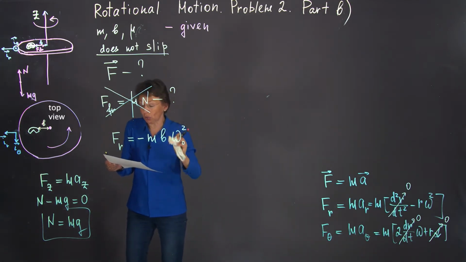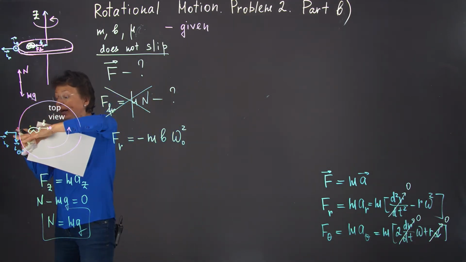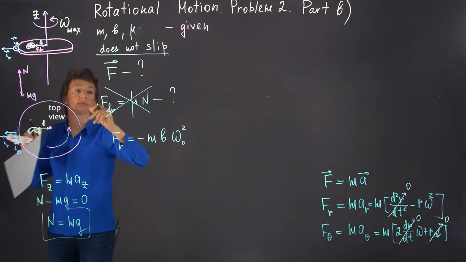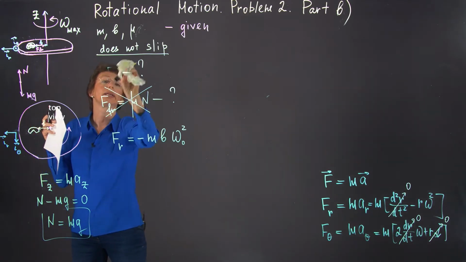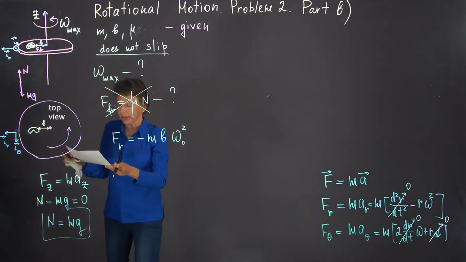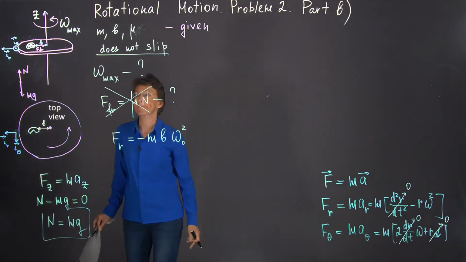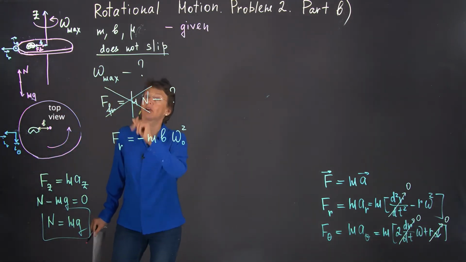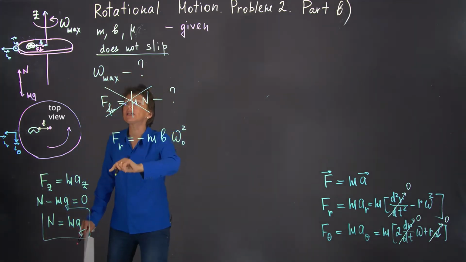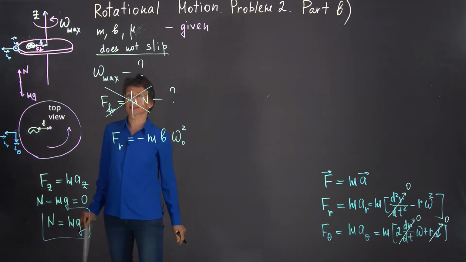What they ask us to find is the largest value of omega. So we are looking for omega this time. What is the largest value of omega? Omega maximum. That's what we are looking for. What is the largest omega that I can have before this piece of cheese starts slipping? We know that this piece of cheese still does not slip, but we are looking for this critical value. What is the largest omega right before it starts slipping?